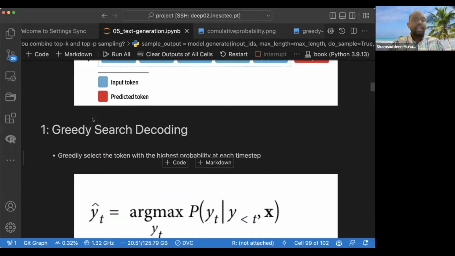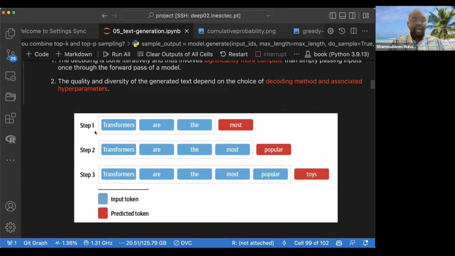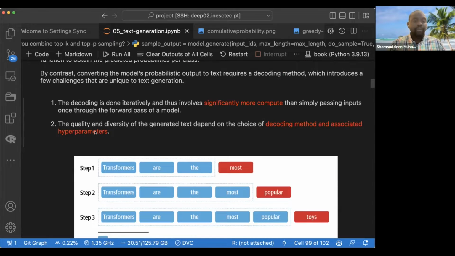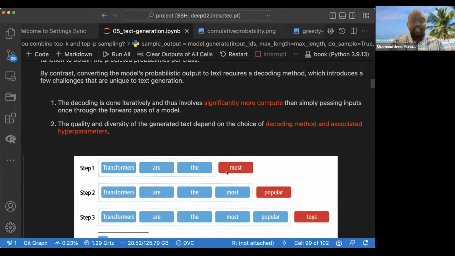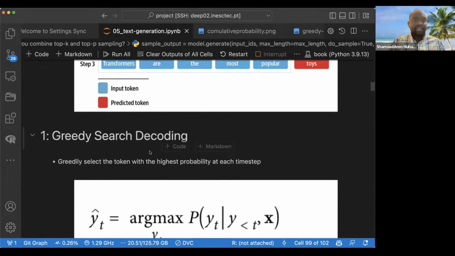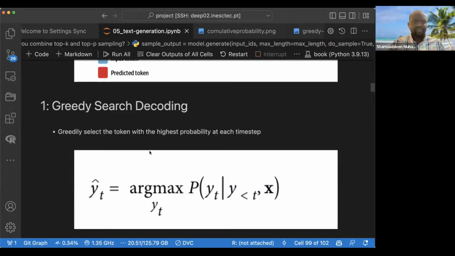The first method the book explains is greedy search decoding. As we said, the problem with text generation is that when we predict the tokens, we need to convert that probability to text, and that is the challenge. So this discusses the decoding methods. The first one is greedy search decoding, which, as the name implies, basically selects the top probability, the one with the highest probability.